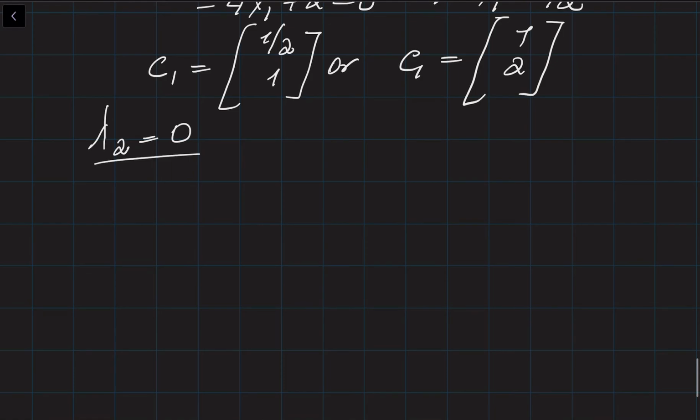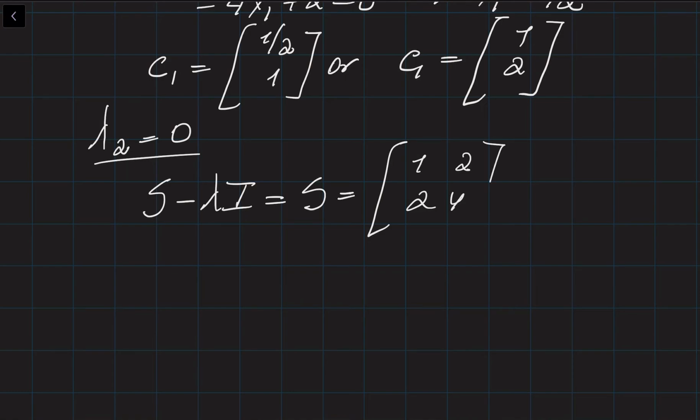So S minus lambda I: since lambda is equal to 0, it's simply S. The S matrix was 1, 2, 2, 4. We need to bring this to row echelon form by multiplying the first row by minus 2 and adding it to the second. We will obtain this.